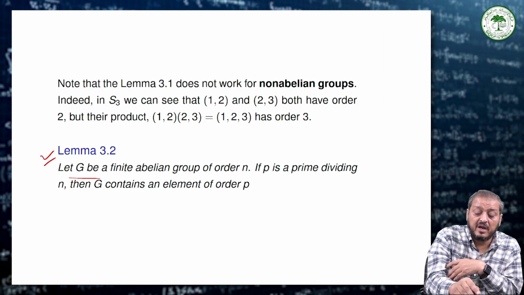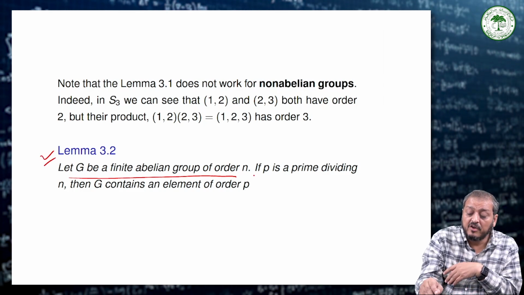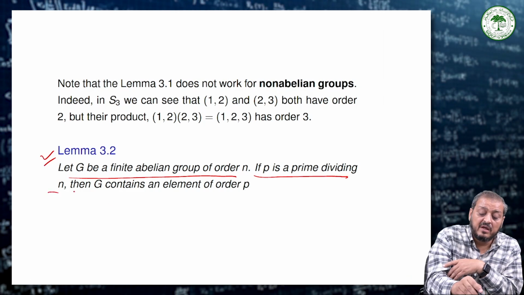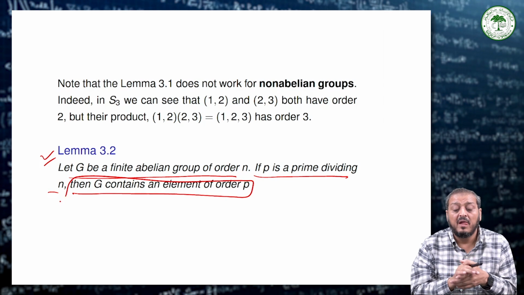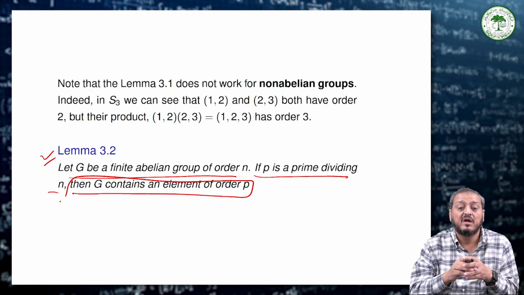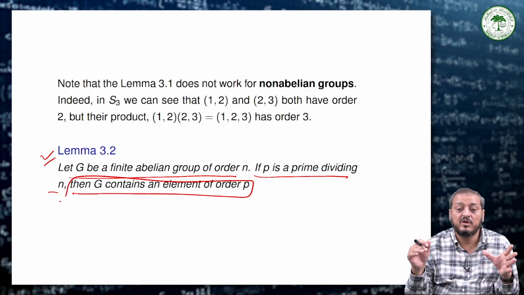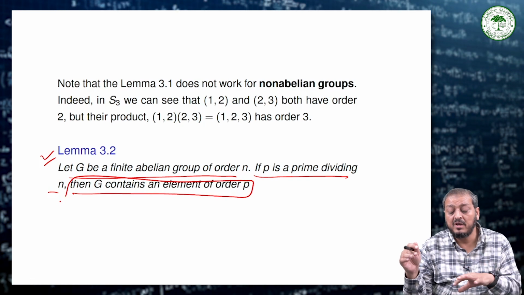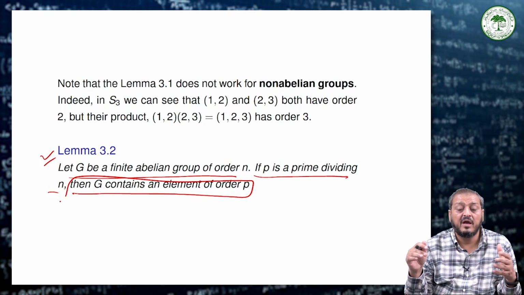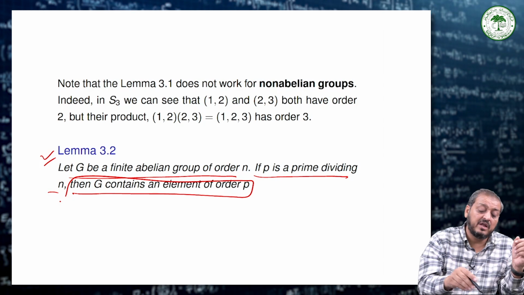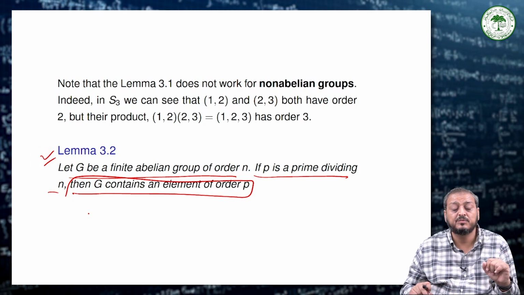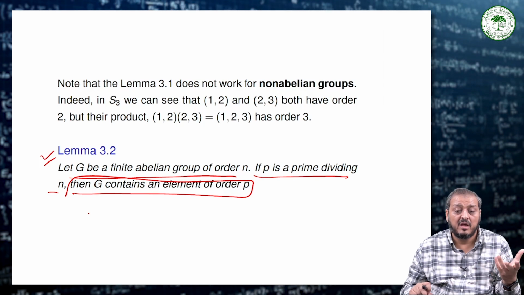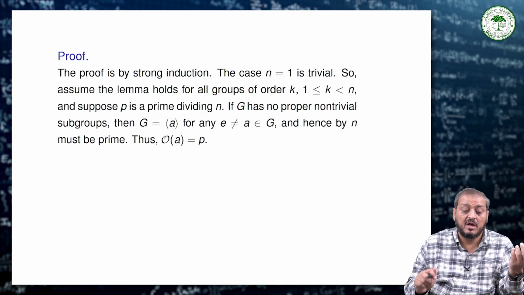Now we take another lemma. Let G be a finite abelian group of order n. If P is a prime dividing n, then G contains an element of order P. So we can say that if G is a finite abelian group of order n, and P is a prime dividing n, then G contains an element of order P.